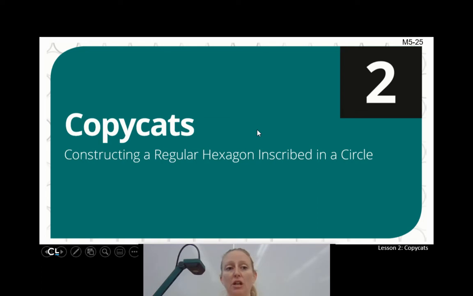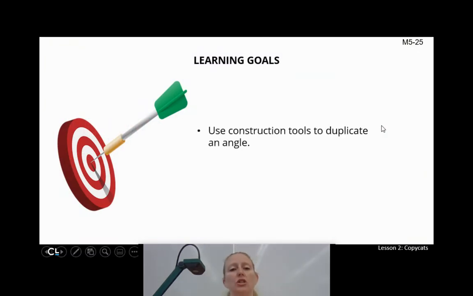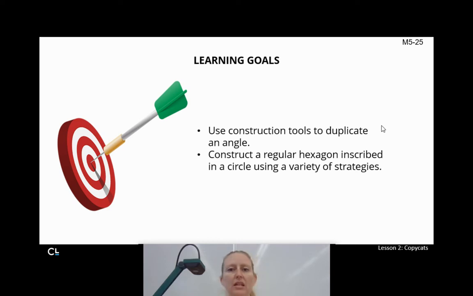We're on page M5-25 in your workbook. And again, you're going to want to make sure you have a compass and a straight edge available to you today. So our goals today, we're going to use construction tools to duplicate an angle. Remember how we duplicated a segment? Now we're going to duplicate an angle. We're going to construct a regular hexagon inscribed in a circle using a couple different strategies as well. So this will be fun.